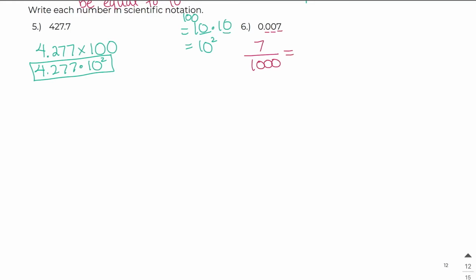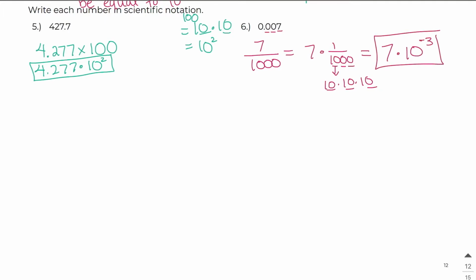1,000, or 7 times 1,000th. Now, just a reminder, when we have a fraction, that means that our exponent is a negative value. So what this is saying here is it's 7 times 10 to the power of, now just a reminder, 1,000 is 10 times 10 times 10. How do I know that? Because there's 3 zeros in 1,000. So this would be 10 to the power of negative 3 because it is 1 over 1,000.